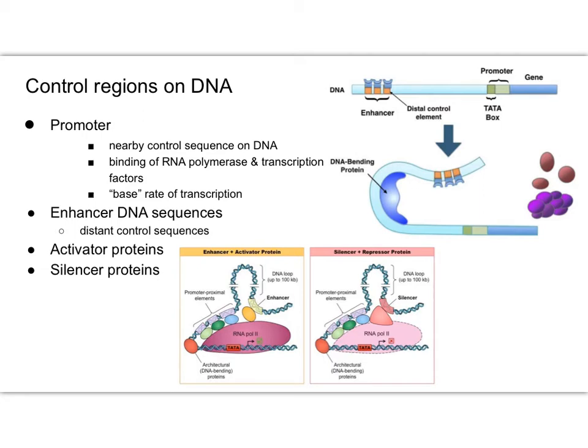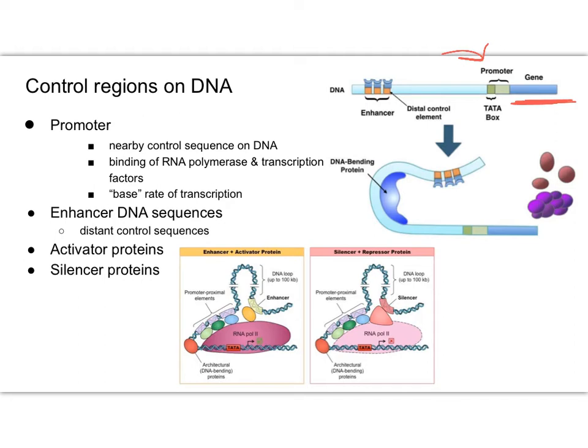So if we look at this picture up on the right, you'll see our target gene is this blue box right here, and our promoter is right next to it. So it's going to be nearby. It's a nearby control sequence. So this promoter is controlling the gene. It's where the RNA polymerase binds and the transcription factors bind.